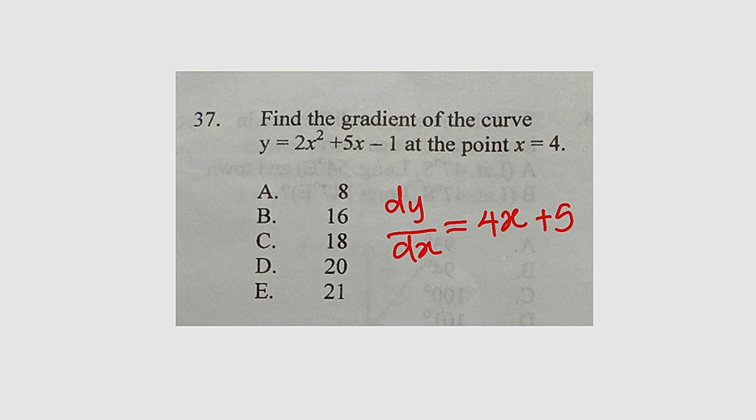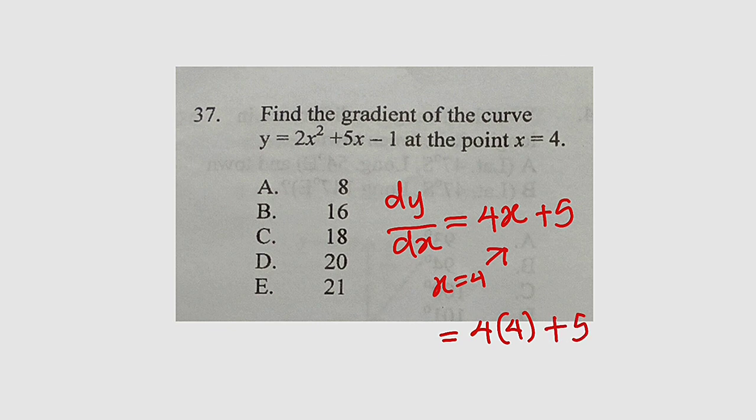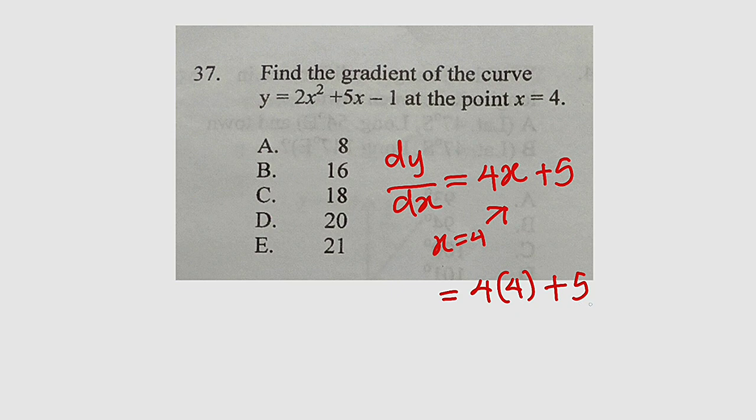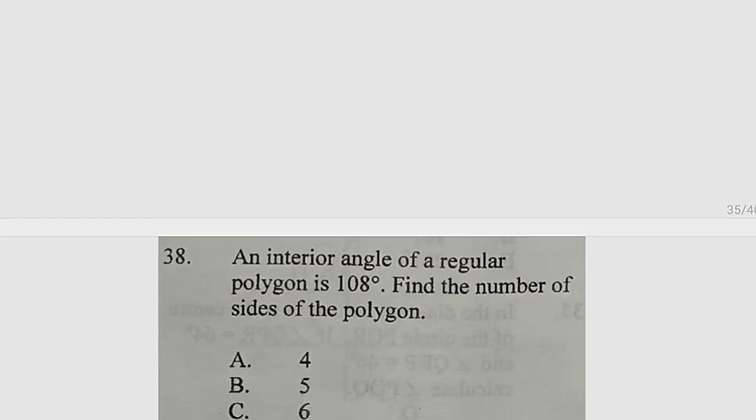So all you have to do is to plug in x equal to 4 here. So we have this to be 4 multiplied by 4, then plus 5. 4 multiplied by 4 is 16, and 16 plus 5 is equal to 21. So it is option E. Let's move on to question number 38.